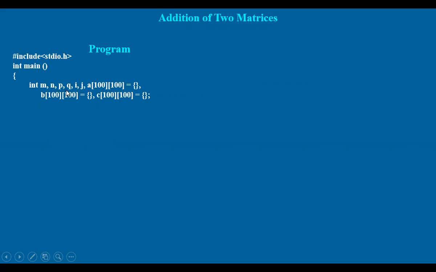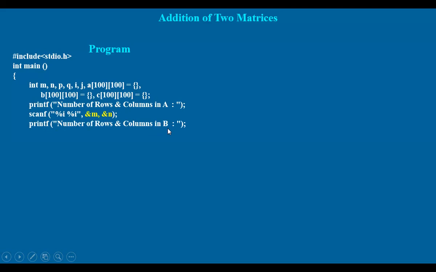Coming to the other variables, i and j are used for manipulation of rows and columns in the matrices. M and N are the rows and columns of A, and P and Q are the rows and columns of B. Now, we are going to input the data of matrix A. That is, we take the rows and columns of A and assign them to M and N. Similarly, take the data of B and assign them to P and Q.